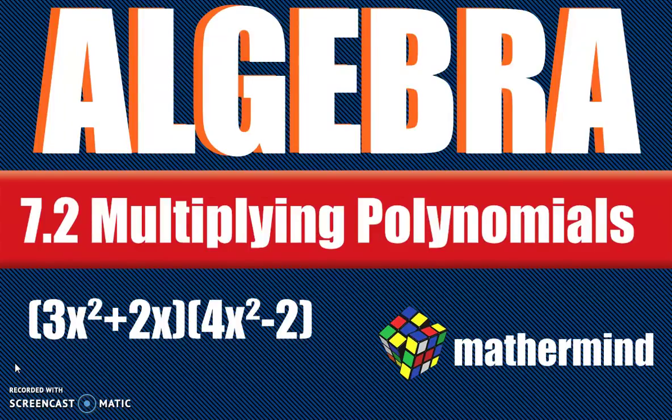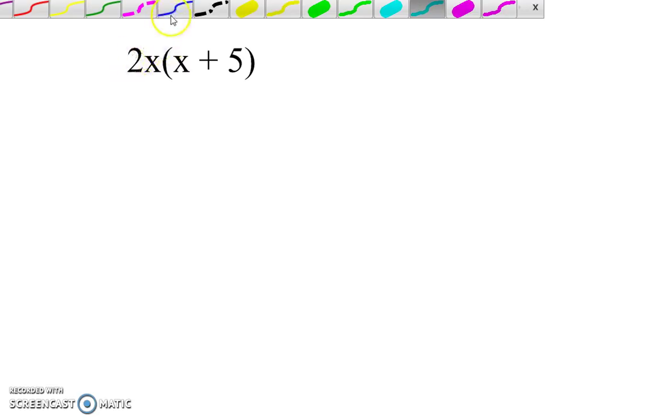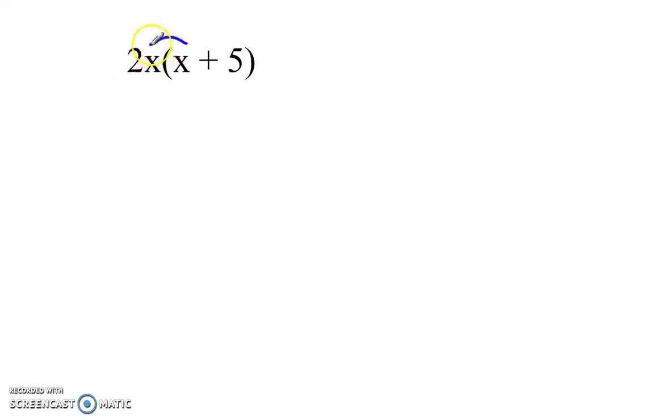Alright, welcome back to Algebra. We are in Chapter 7, Section 2, Multiplying Polynomials. We're going to do most of this with examples rather than just rules. Okay, remember that when you're multiplying, if you have a set of parentheses, we use the distributive property.